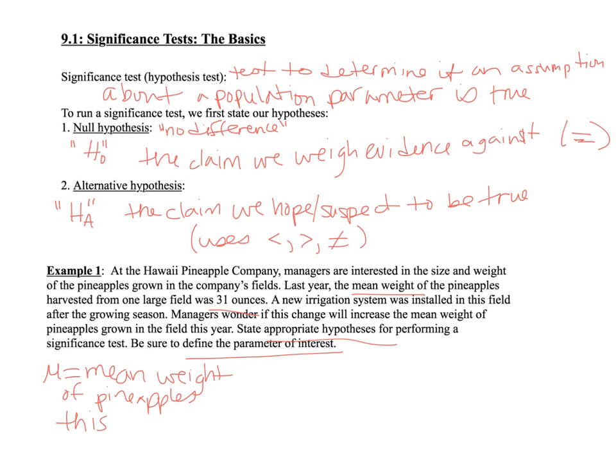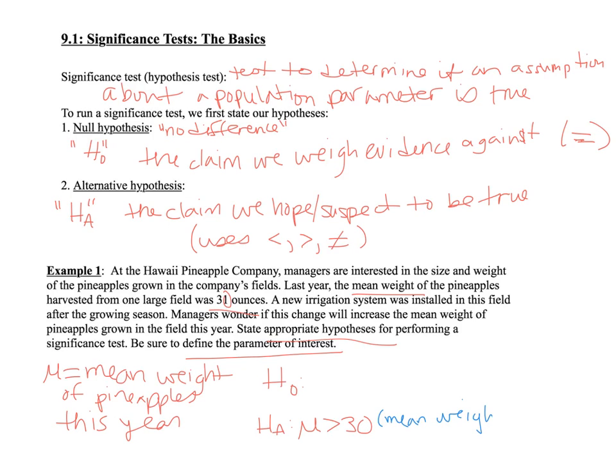And what we're trying to prove, first of all, our null hypothesis, remember, is H0. Our alternative is HA. The managers are wondering if the mean weight has increased. So that's going to be our alternative hypothesis. So we're going to write it as mu is greater than 30, by the way, this should be 30. If this was true, this would mean that the mean weight increased.